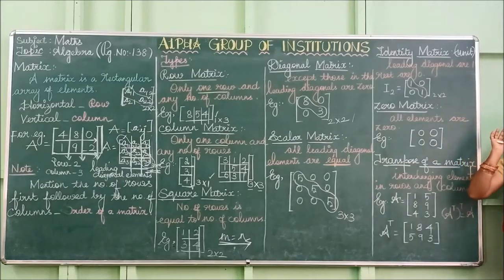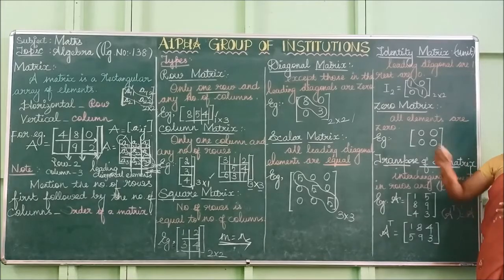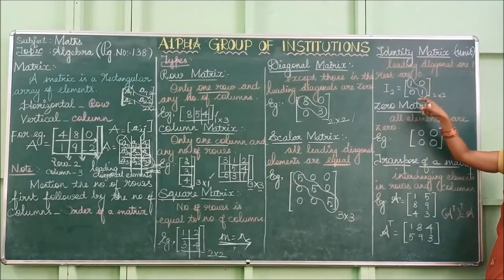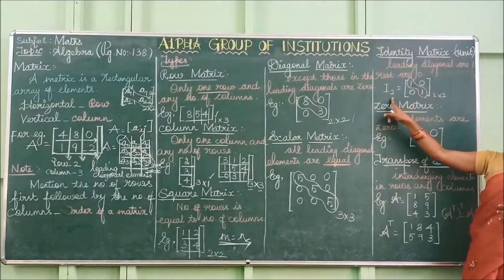So what do we mean by identity matrix? A matrix is considered a square matrix, and it is said to be a unit matrix if the leading diagonal elements are 1 and the rest are 0. Considering this 2 cross 2 matrix, except the leading diagonal, the others are 0. You can denote this as I. It is of order 2, so I can put 2.